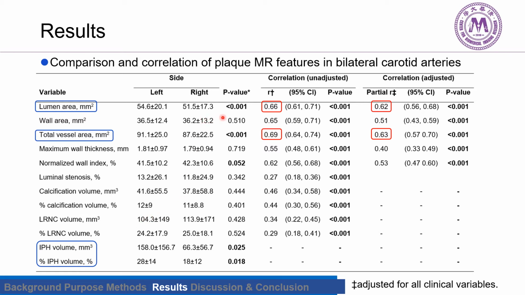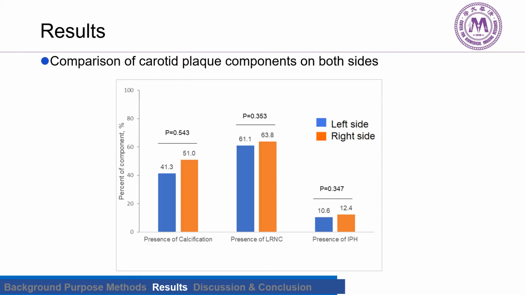In addition, Spearman's correlation analysis revealed that there were moderate correlations on both sides for the lumen area and total vessel area, with values of 0.66 and 0.69. After adjusting for all clinical risk factors, these correlations on both sides for the lumen area and total vessel area remained moderate, with values of 0.62 and 0.63. There were no significant differences in the presence of carotid plaque components on both sides.